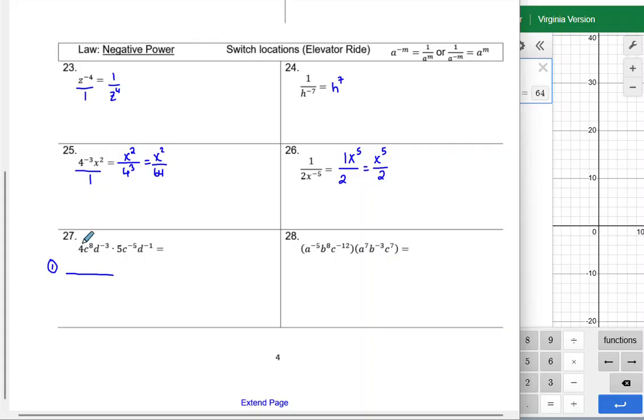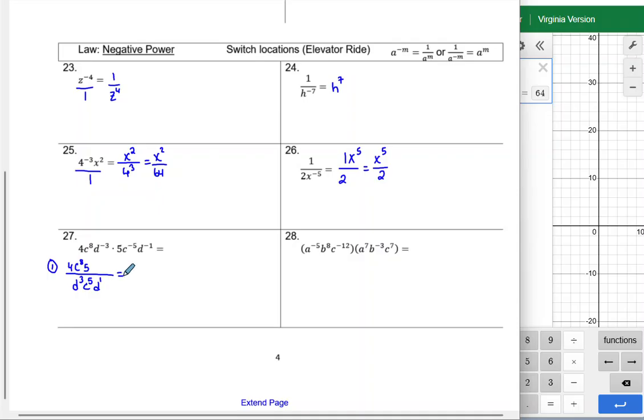So 4 doesn't have a negative, so that stays in the top. C to the 8th power, that's positive 8, so that stays. D to the negative 3 does move down, so D to the positive 3. And then 5 doesn't have a negative exponent, so that stays at the top. C to the negative 5, it moves down. And then D to the negative 1 moves down, so that becomes positive 1. You don't need to write it, but that's what it is.